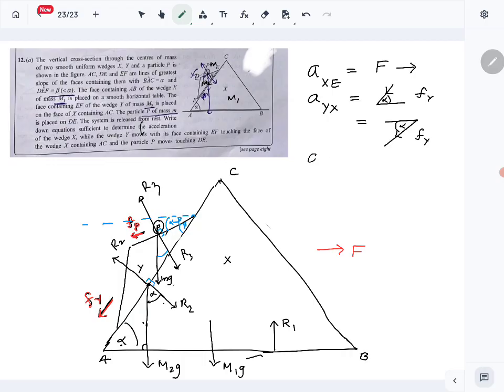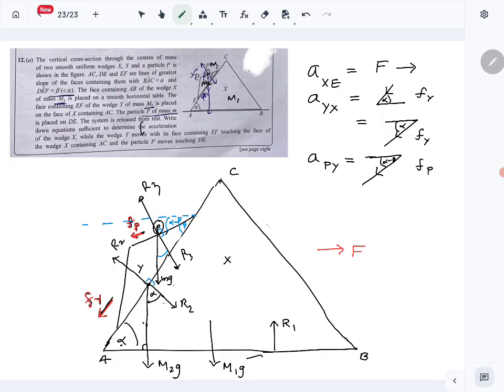Then we also have this one, fp, acceleration of the particle relative to wedge y. So apy, that is this one, and this angle is what, that is why we needed to find this angle alpha minus beta. So this is alpha minus beta, and this is fp, right?